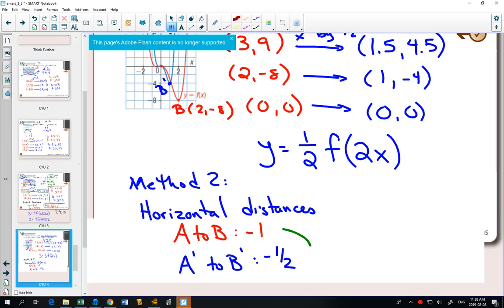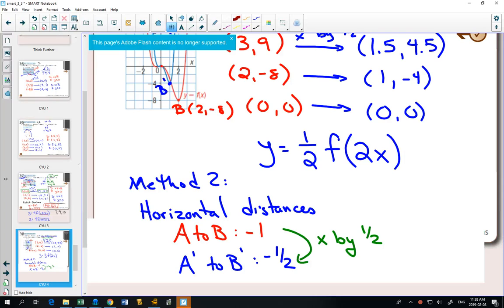How do you get from -1 to -1/2? What would you have to multiply x by? To do that, you would have to multiply x by 1/2. If the original horizontal distance was -1, and now it's -1/2, you would have to multiply by 1/2.